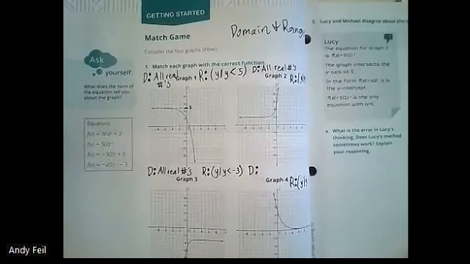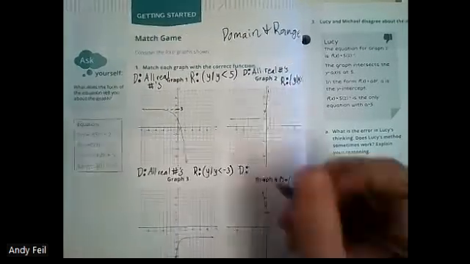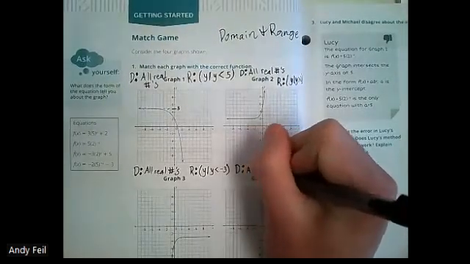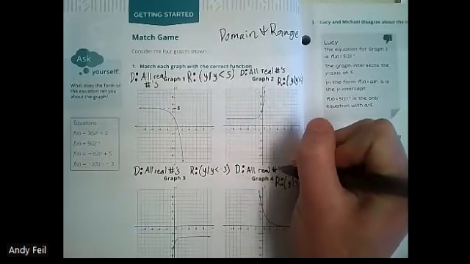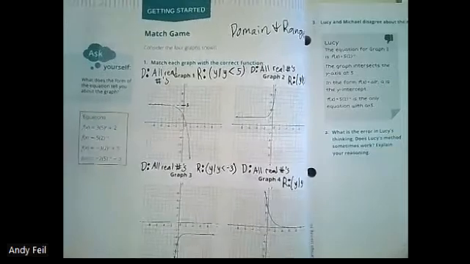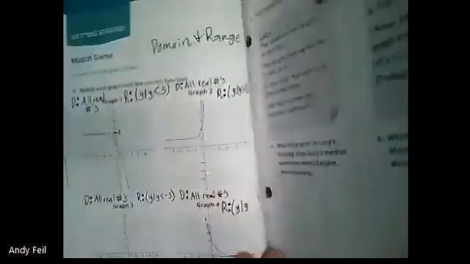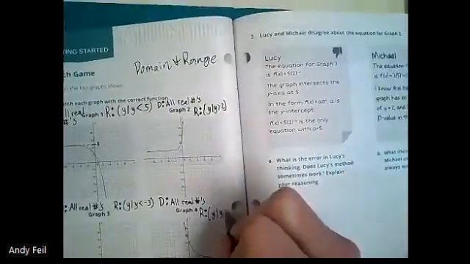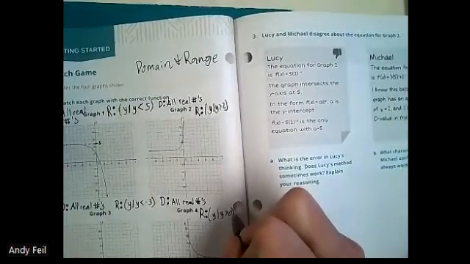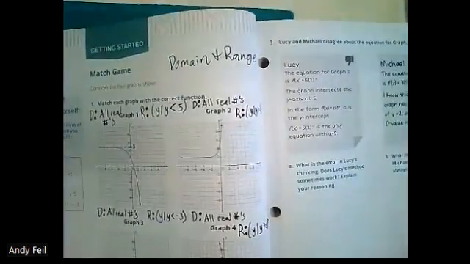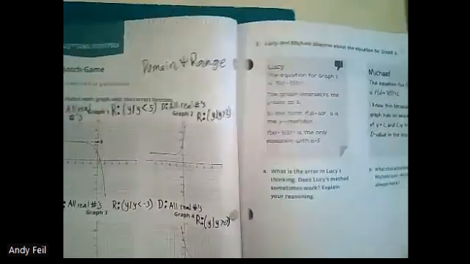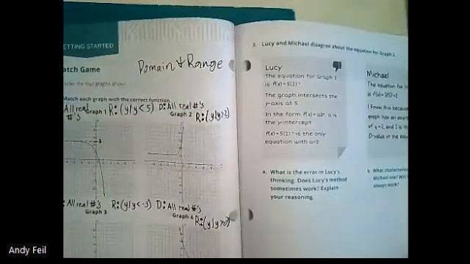What's our domain here? All real numbers. What's our range? Y is greater than 0. Okay. Any questions on how we got that? Okay, turn the page.